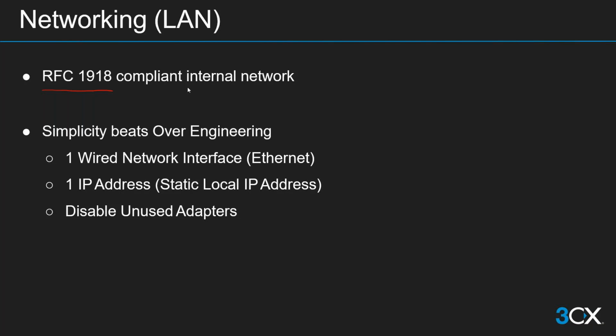But if you install it on premise, you have to ensure that it is an RFC 1918 compliant internal network. RFC 1918 is literally linking to the network IP ranges, for example. So we have an A, a B, and a C network, which has a certain IP range. You can look that up on the internet, which are the exact IP ranges.